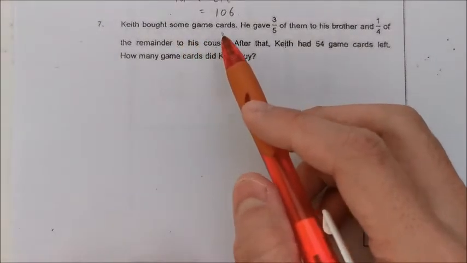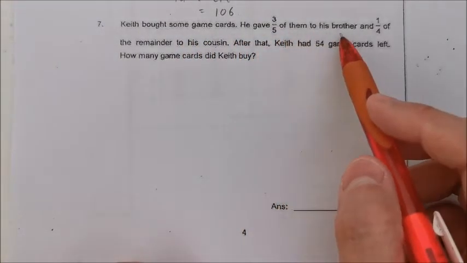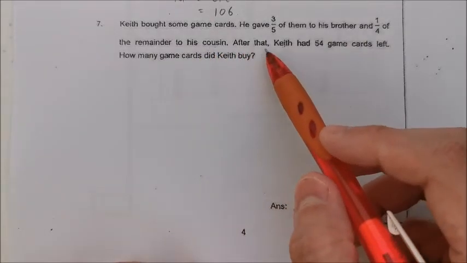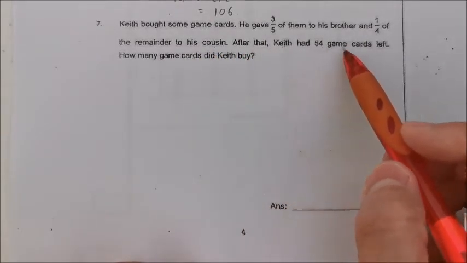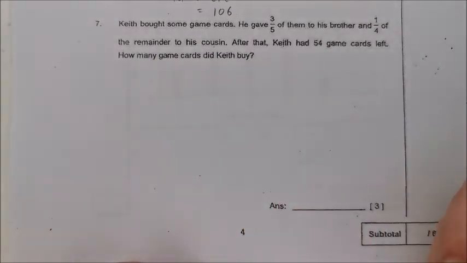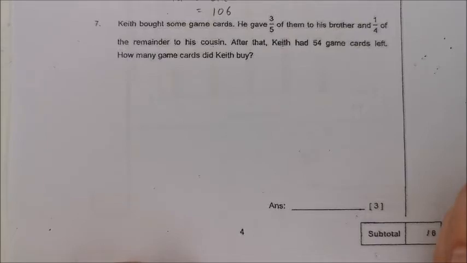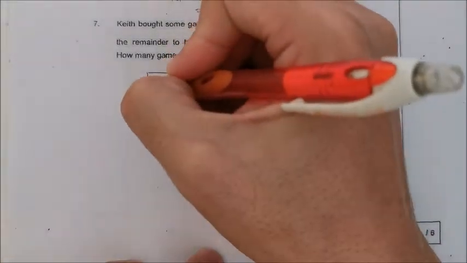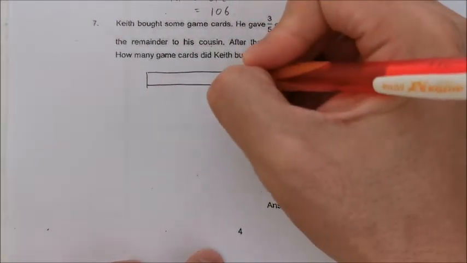Keith bought some game cards. He gave 3/5 of them to his brother and 1/4 of the remainder to his cousin. So after that, Keith had 54 game cards left. How many game cards did Keith buy? Okay guys, this question, can we just do a layering method? Okay, so can you see that he starts off with 5 units.